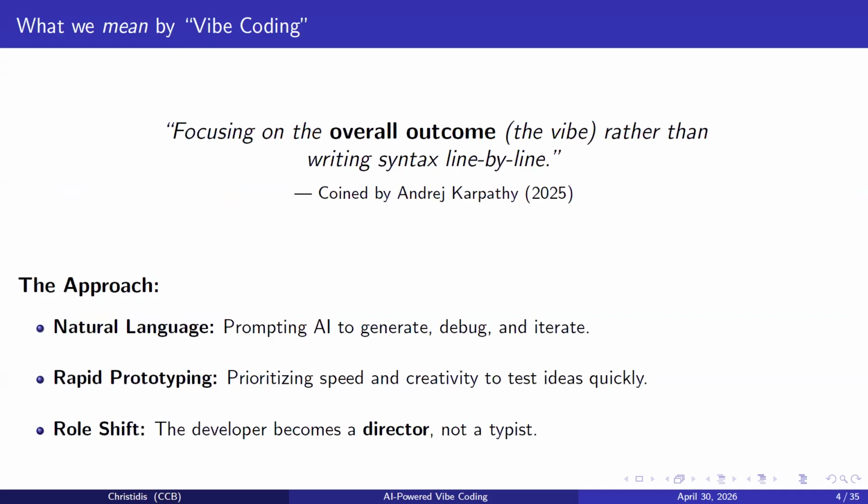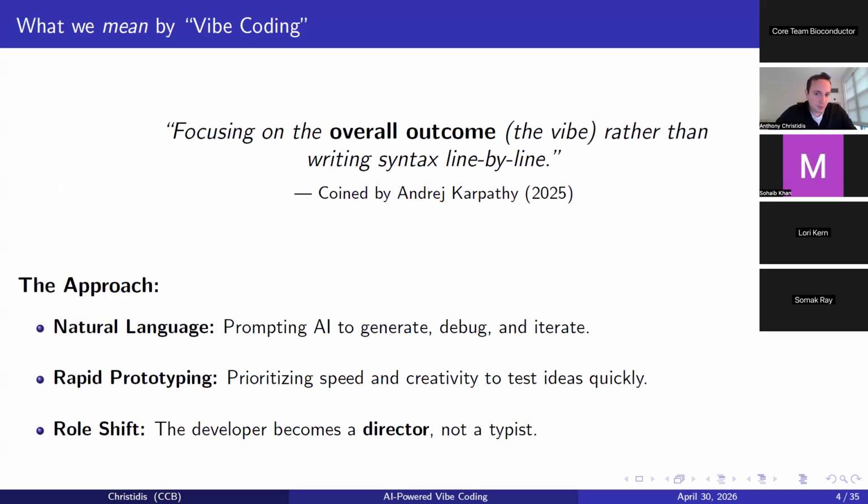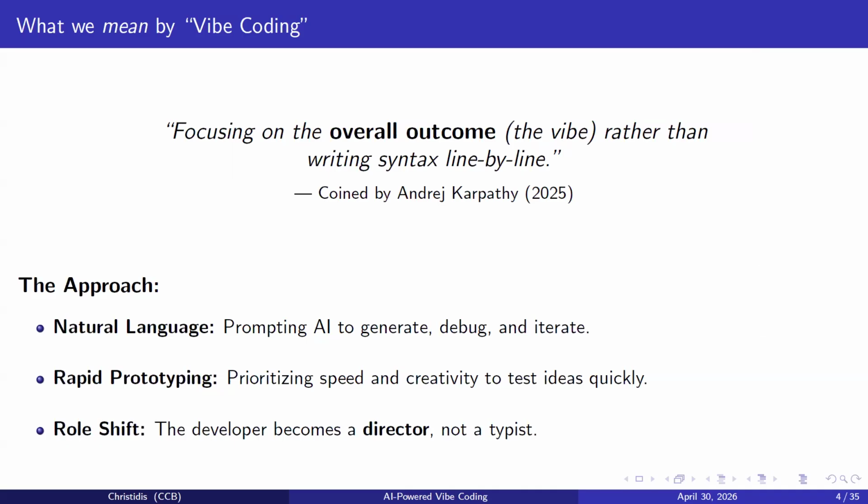First, just to define what is vibe coding, because it sounds a bit like just a popular term. It was coined by Andrej Karpathy in 2025, who is a known figure in the LLM field. It means we want to focus on the overall outcome, or the vibe, of coding rather than writing the syntax line by line. So the approach is to prompt the AI to generate, debug, or iterate on the code, and to focus mostly on prototyping, prioritizing speed and creativity to test ideas more quickly.